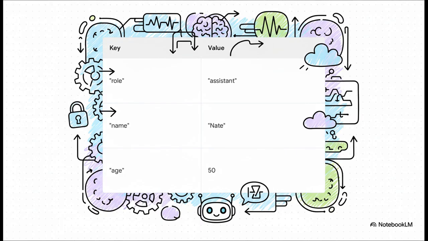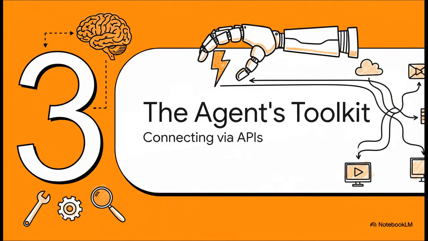They get it perfectly. All right, so we've got our Lego blocks. But an agent with a brain and no way to interact with the world, well, it's pretty useless, right? It needs hands.